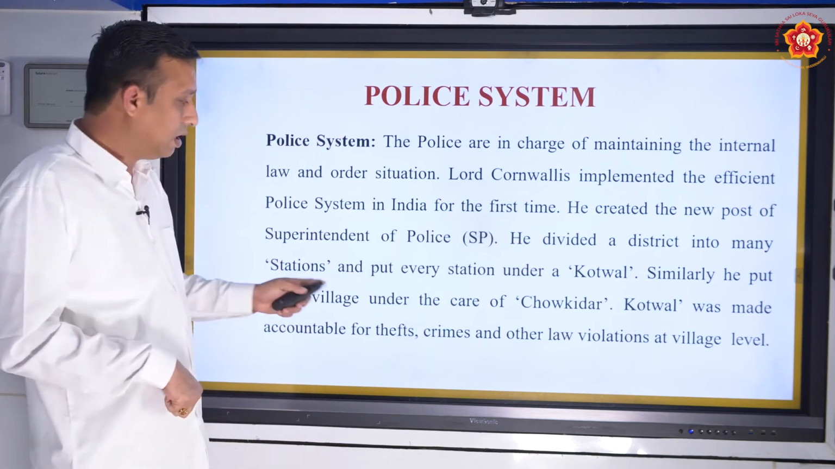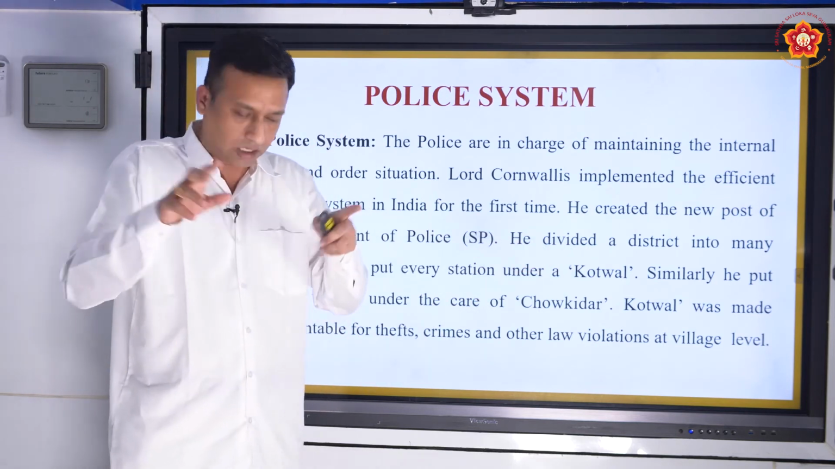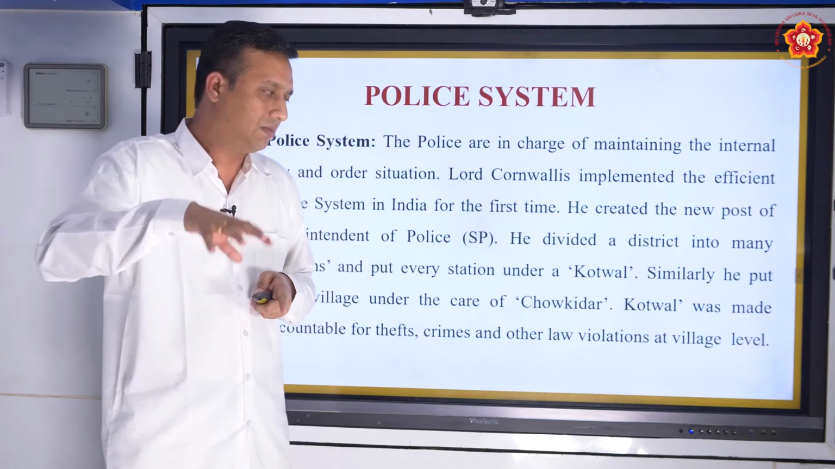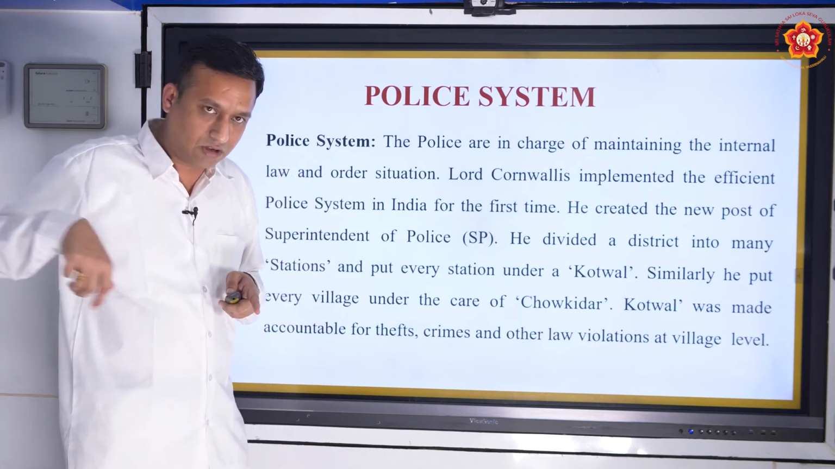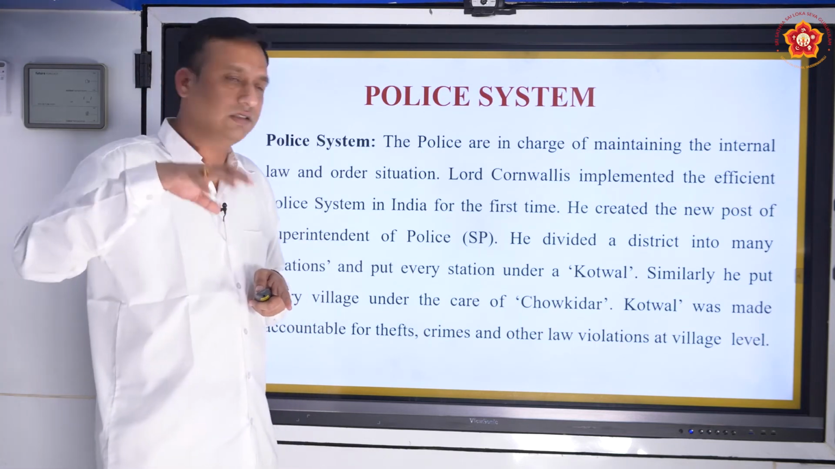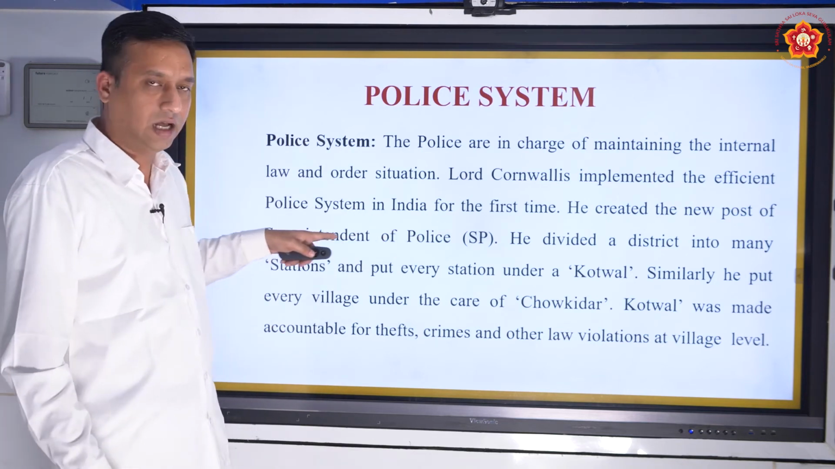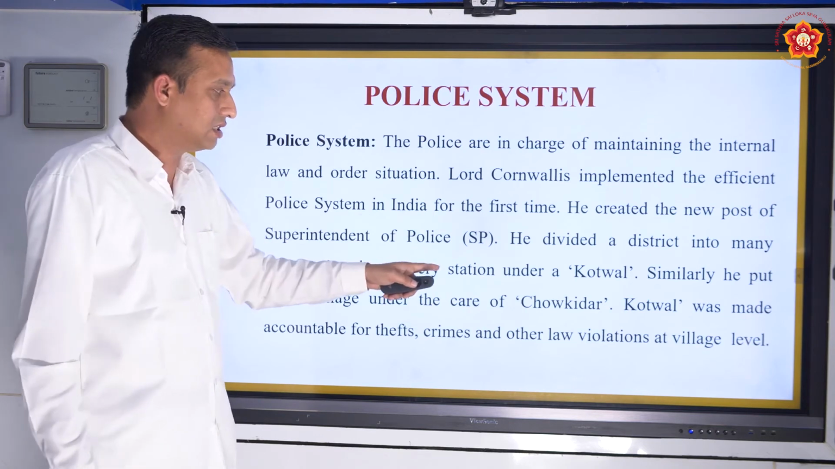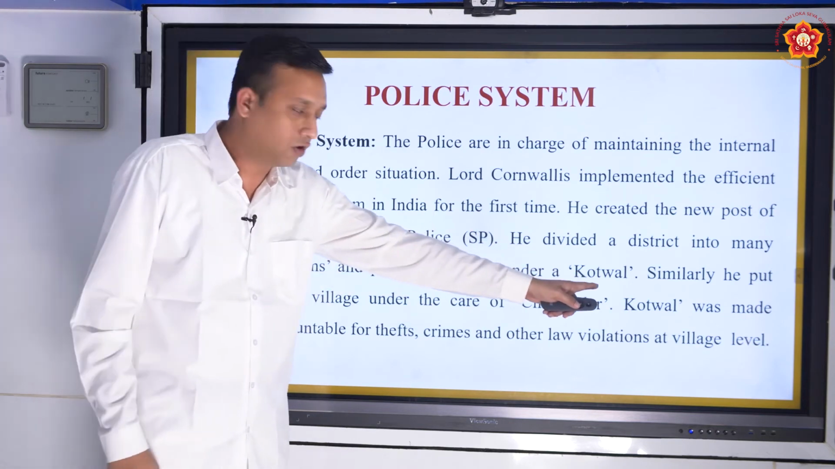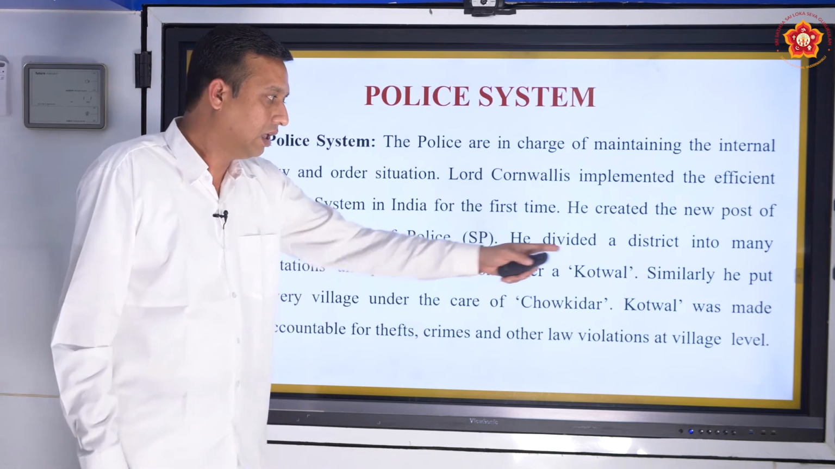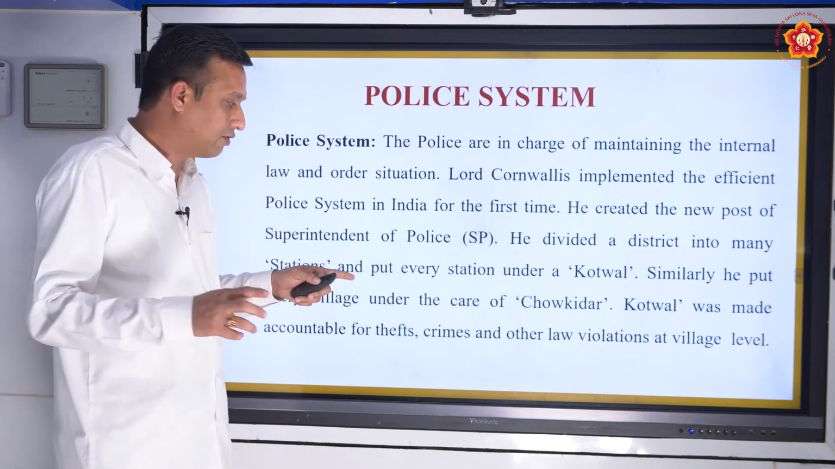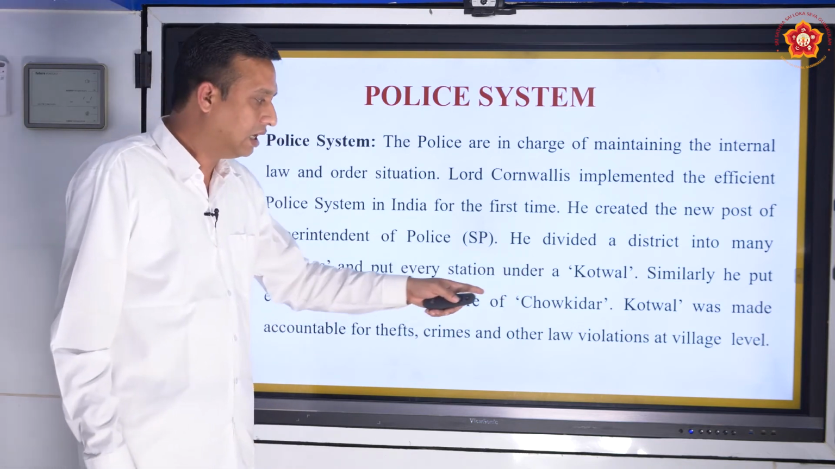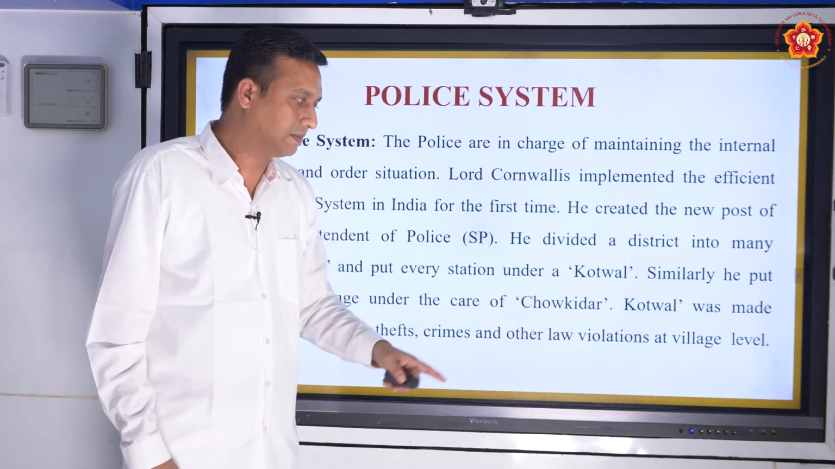Similarly, he put every village under the care of a chowkidar. Chowk means one square, that particular area, so he is in charge. Like that, for the whole district there was the Superintendent of Police, divided into many police stations under the control of the kotwal, and at the village level it was called a chowkidar.